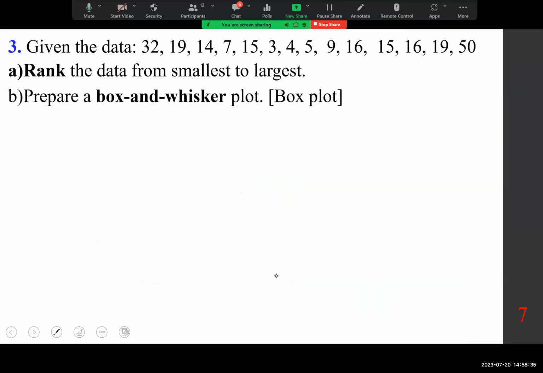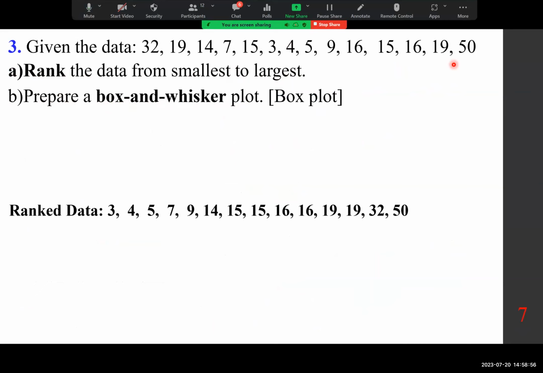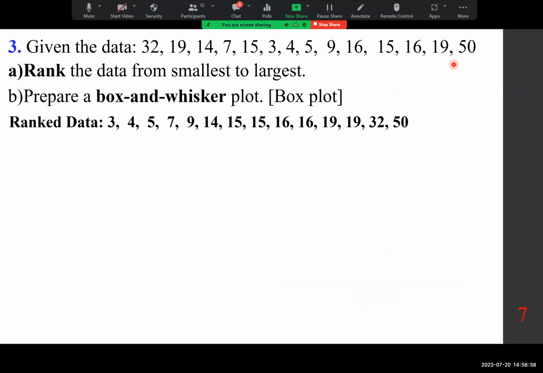All right, given the following data, rank the data from smallest to largest and prepare a box and whisker plot. So even if they don't tell us to rank it, in order to come up with the box and whisker plot, we must. So basically put them in order. 3, 4, 5, 7, 9, 14, 15, 15, 16, 16, 19, 19, 32, 50, and we have.